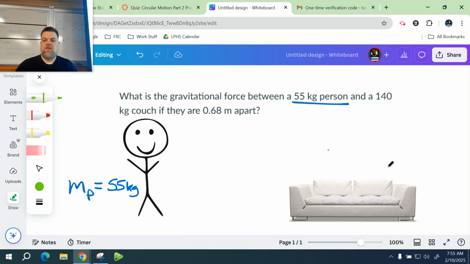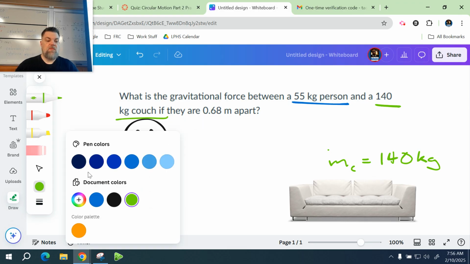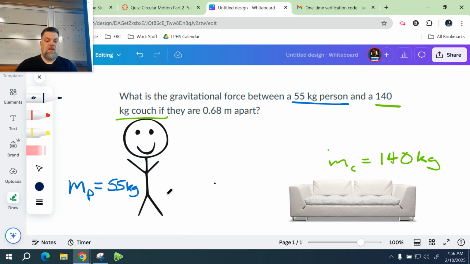Okay, and then the couch is. Do they tell us the couch? Yeah, it's 140 kilograms. So we're going to say the mass of the couch is 140 kilograms. And the distance between them is from here to here. When we think in terms of gravitational force, you think of it as like a circle, so it's technically the radius. So the radius of this is 0.68 meters.